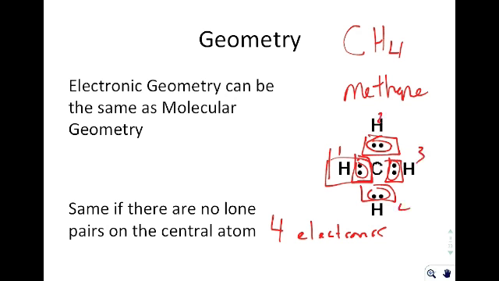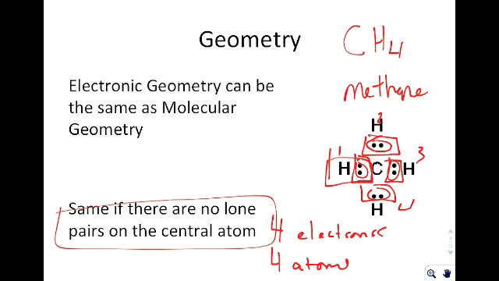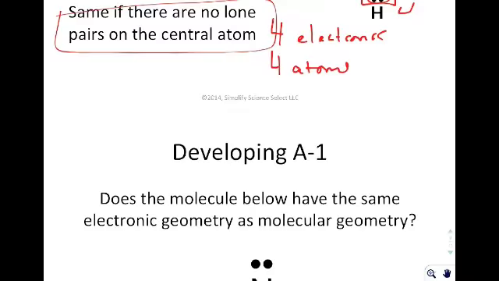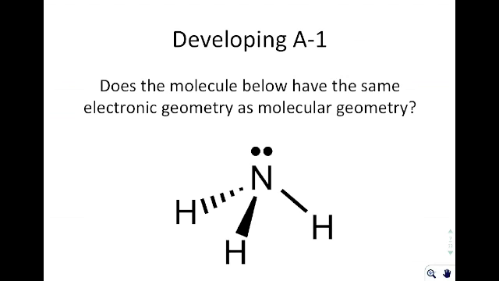1, 2, 3, 4 hydrogens. So there are 4 atoms connected to it. So they can be the same. In fact, the only way that they're different is if there are lone pairs on the central atom. So if you have nitrogen and it has 1, 2, 3 bonds, and then all of a sudden it has a lone pair, that's where you're going to say the electronic geometry differs from the molecular geometry. So, does the molecule below have the same electronic geometry as molecular geometry? And the answer is no, because they have lone pairs.